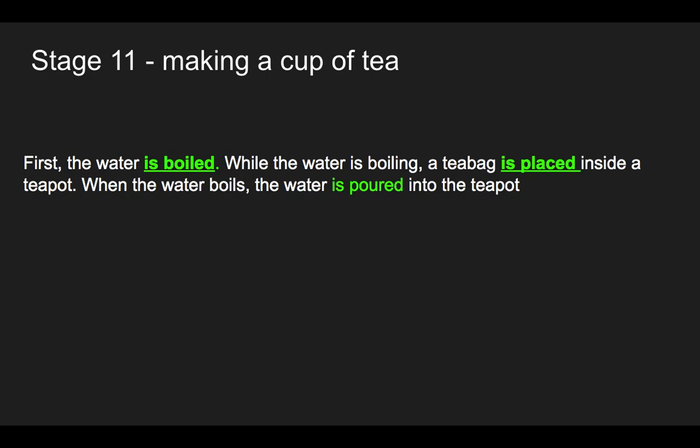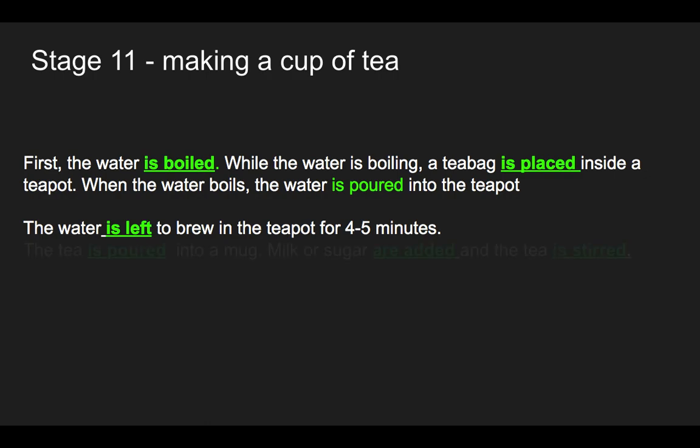Okay, let's look at the solution. So we had the first one. First, the water is boiled. While the water is boiling, a tea bag is placed inside a teapot. When the water boils, the water is poured into the teapot. The water is left to brew in the teapot for 4 to 5 minutes.